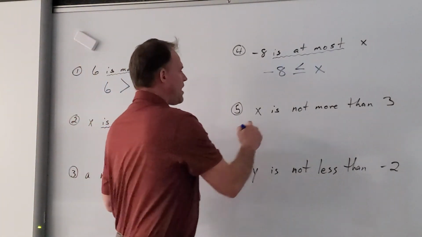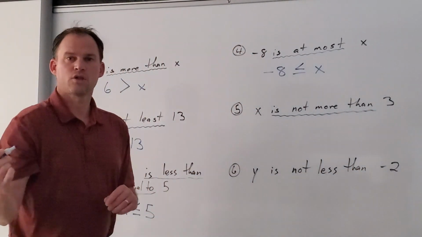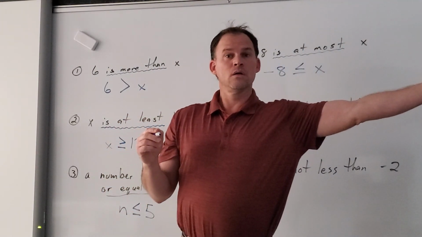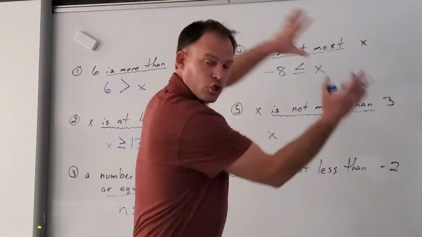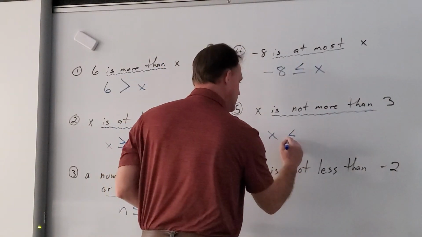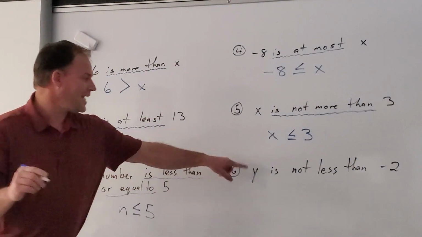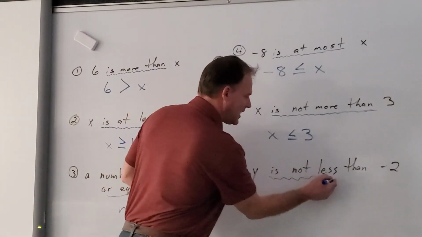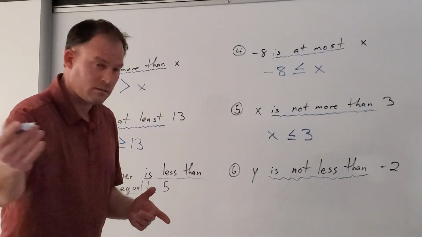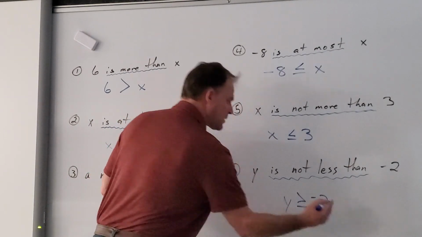Here we go. Number 5. Is not more than 3. X, it's not more. What could it be? Could be less or equal. Less than or equal to 3. And finally, y is not less than. Is not less than. What is it? Greater than or equal to -2.